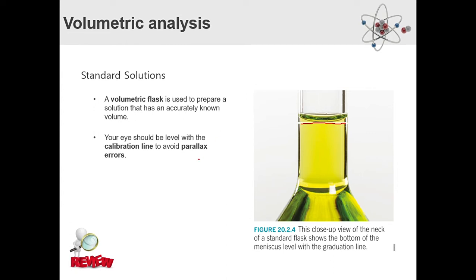And your eye level should be careful with the calibration line to avoid parallax errors. So hypothetically, if this was your solution and you went above this line, just as a quick reminder, what you should do is actually get a little bit of a dropper and suck the liquid out of the top. It will affect your concentration, but not as much as if you try and tip it off the bottom.